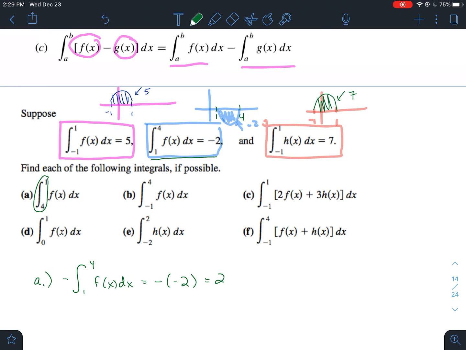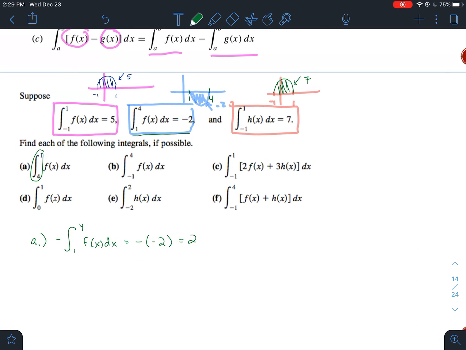So it's the same thing as the opposite of the integral from 1 to 4 of f of x dx. And up here they told us if you integrate from 1 to 4, you get -2. So it's going to be the opposite of -2. So it'll be +2.